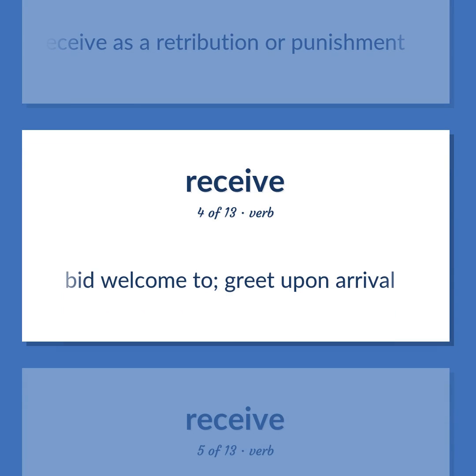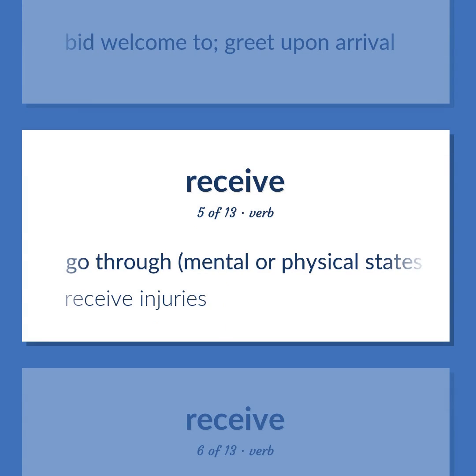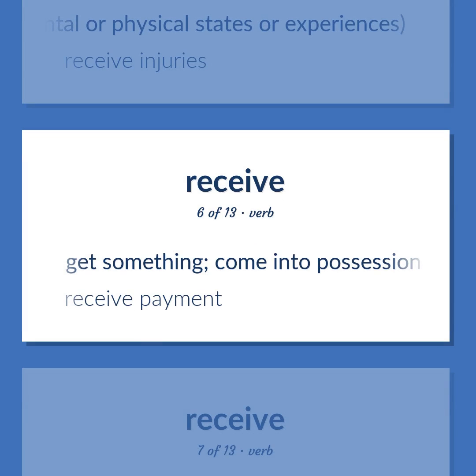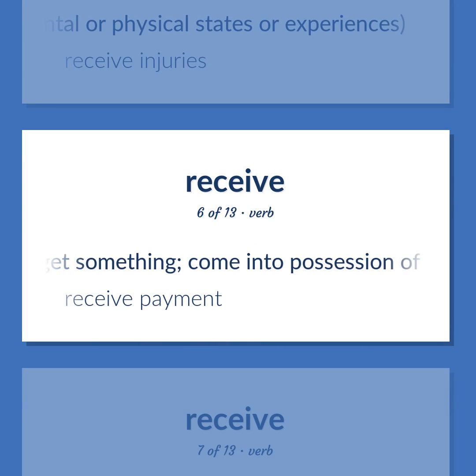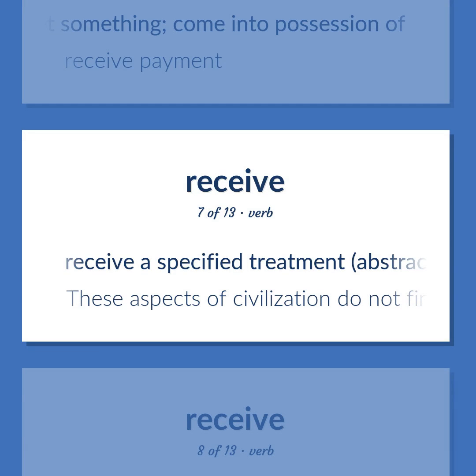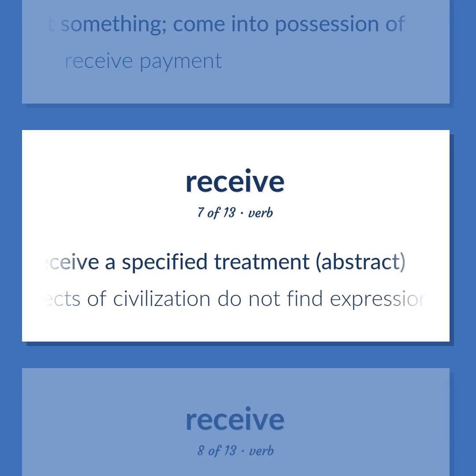Bid welcome to. Greet upon arrival. Go through, mental or physical states or experiences. Receive injuries. Get something. Come into possession of. Receive payment. Receive a specified treatment, abstract. These aspects of civilization do not find expression or receive an interpretation.